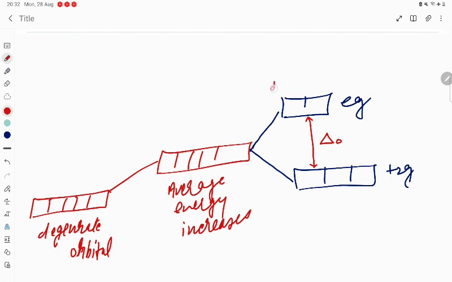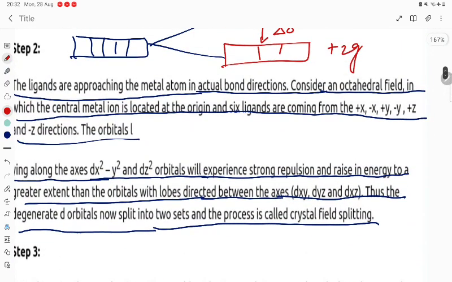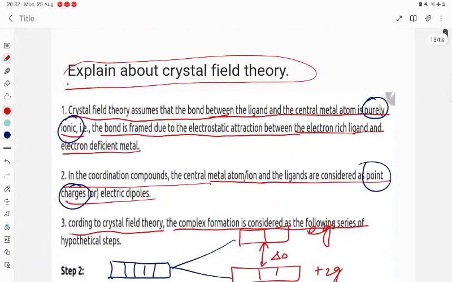What are these orbitals, student? dx square minus y square and dz square, because the lobes are along the axis, so they face more repulsion and the energy will be high. This is dxy, dyz and dzx. So this is the crystal field splitting in octahedral complexes.